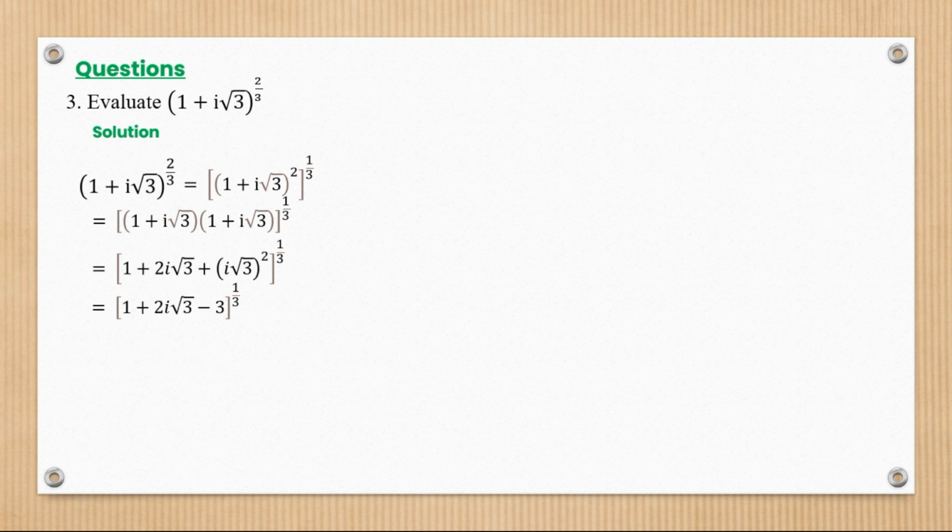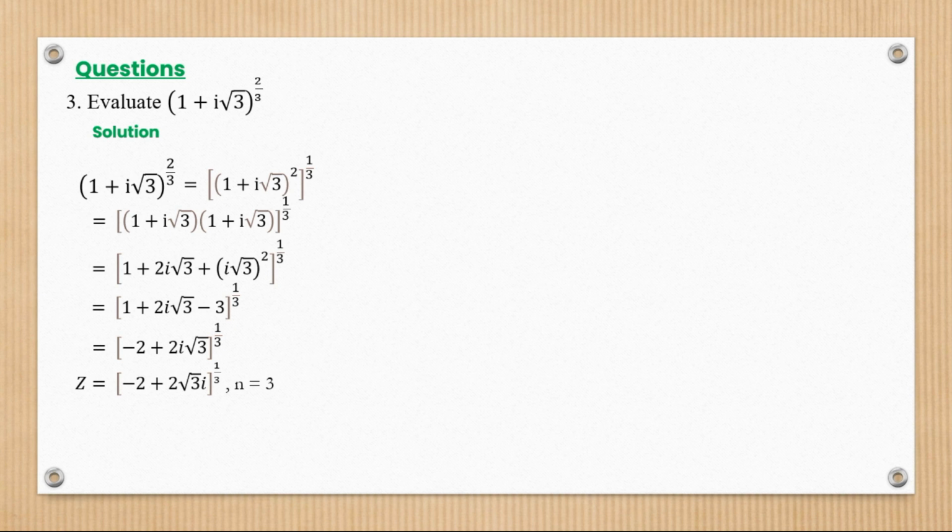So that's why we're left with a negative 3. Then 1 minus 3 is negative 2 plus 2i root 3, all to the power 1 over 3. So now this has been simplified. Now basically, we're going to find the cube root of this. So now that's how it becomes. So now this is going to be easy.